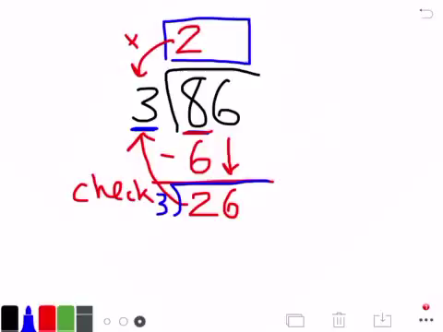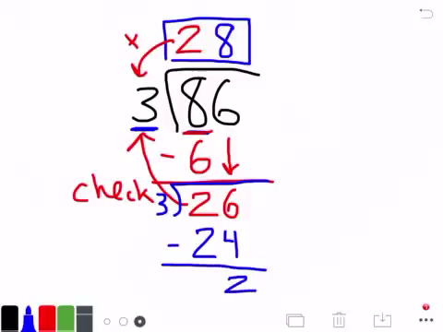That's pretty close. 3 times 8 is 24. That's even closer. 3 times 9 is 27, and 27 is too much. So that means I could make 8 groups. 8 times 3 would be 24. 26 minus 24 is 2. It's smaller than my divisor, which means my answer would be 28 with a remainder of 2. Right? 86 divided by 3 is 28 with a remainder of 2.